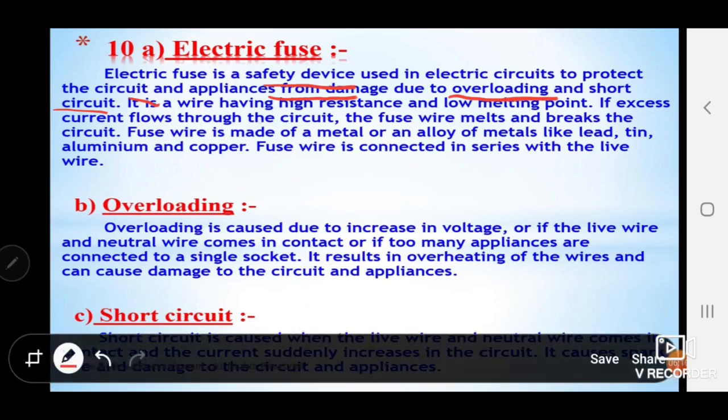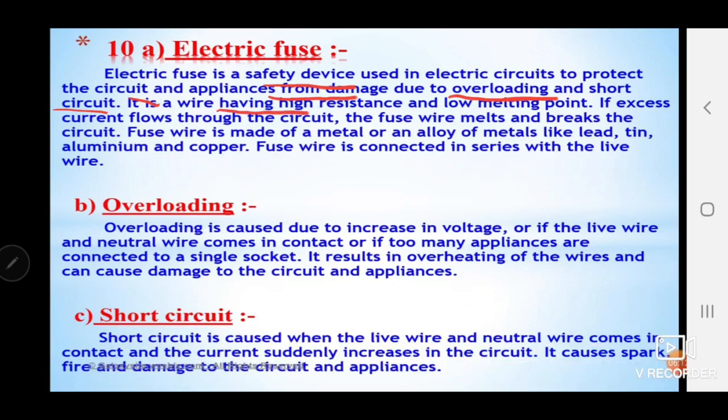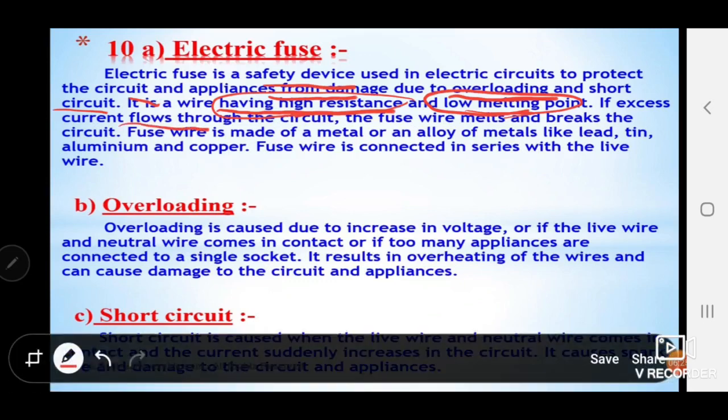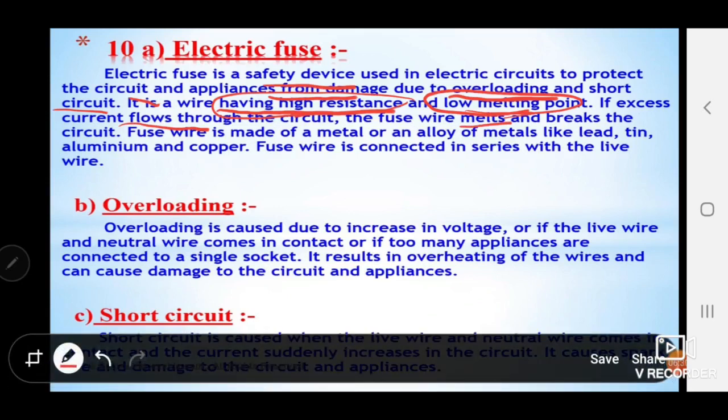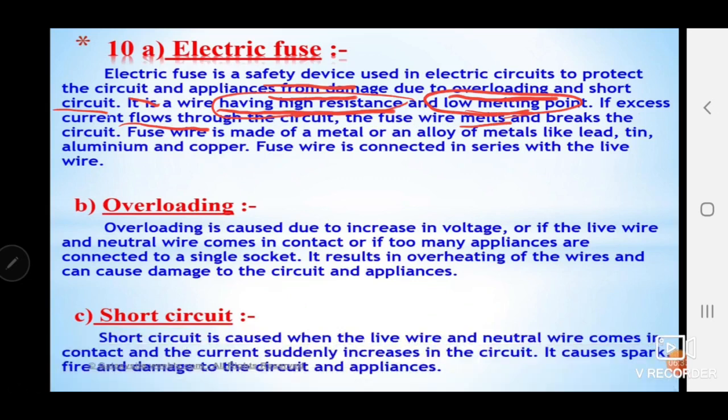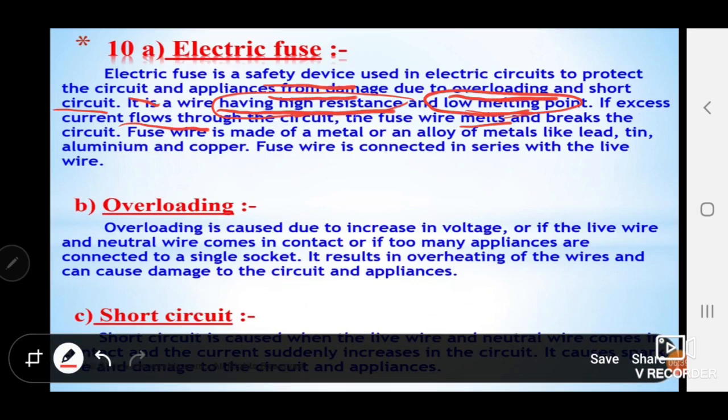So, how would it be? It's a wire having high resistance and low melting point. So, keep in mind these two are very important. Fuse has high resistance and low melting point, and if excess of current flows through the circuit, the fuse wire melts and breaks the circuit. So, this is how the current supply will be stopped when overloading or short circuit occurs in the electrical circuit, and it prevents the flow of current.